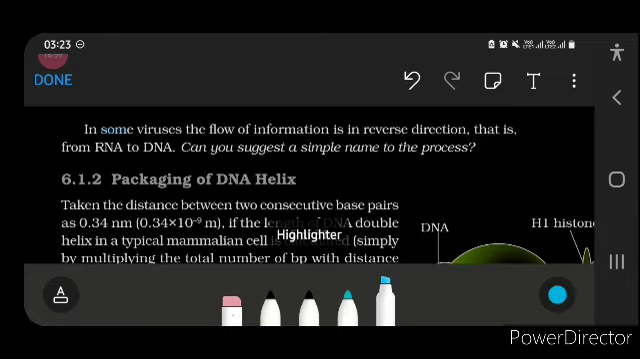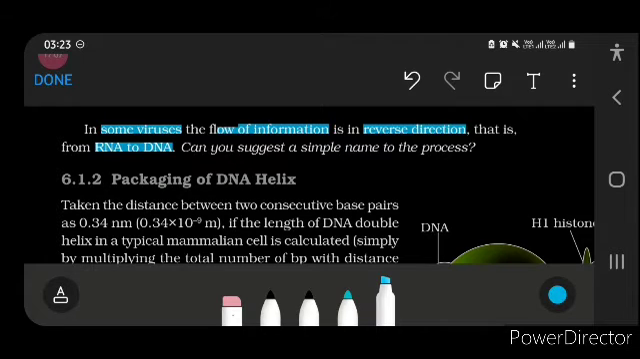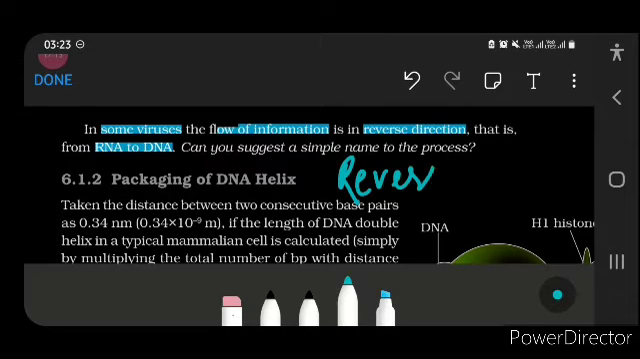In some viruses, what we see is the flow of information in the reverse direction, that is from RNA to DNA. Can you suggest a simple name to that process? Yes, this is called reverse transcription.